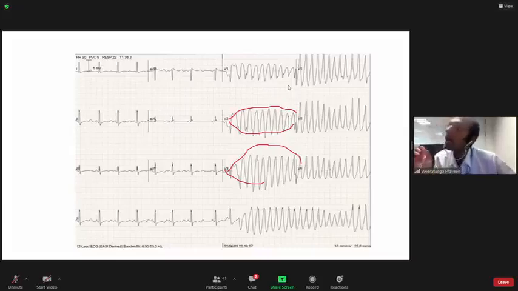Remember, Torsades de Pointes is commonly seen in hypokalemia, hypomagnesemia. And the first line drug for treatment of Torsades de Pointes is magnesium sulfate 2 grams intravenously.